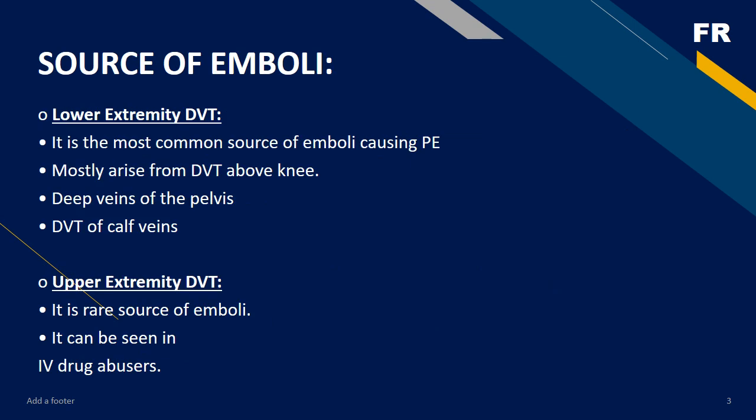So the source of emboli can be either the lower extremity, which is more common, or the upper extremity, which is a rare source of emboli. The lower extremity is the most common source of emboli causing pulmonary embolism, mostly arising from deep venous thrombosis above the knee, that is iliofemoral, deep veins of the pelvis and deep veins of the calf. Upper extremity thrombosis can be seen in IV drug abusers.